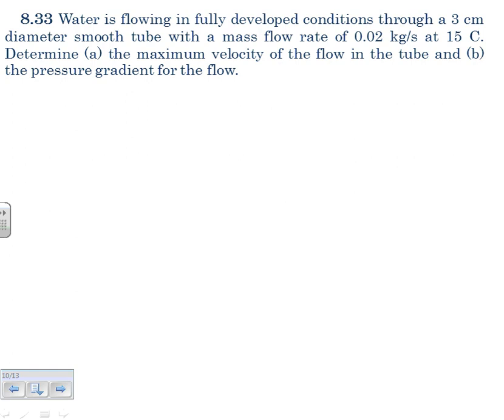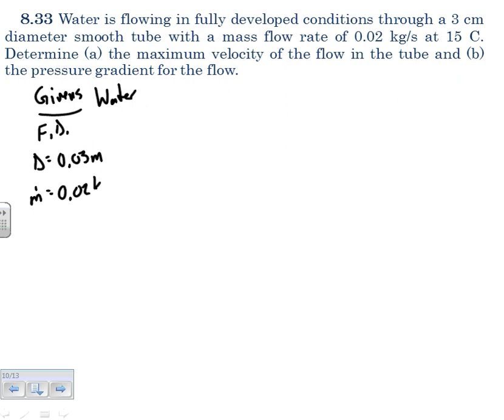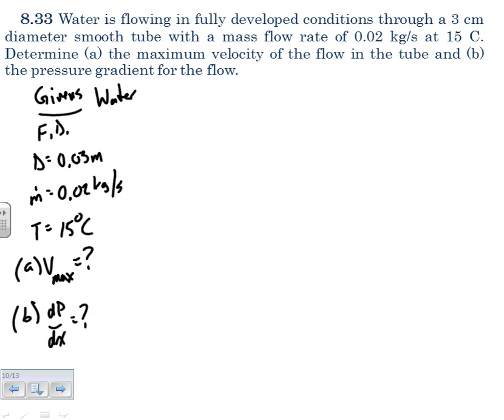Okay, so let's jot down all of our givens. So we have water flow, and we're told that it's fully developed. That's good. I have a diameter, 0.03 meters. I have a mass flow rate, 0.02 kilograms a second. I have a temperature of that fluid, 15 degrees C, and I'm asked to find what is the maximum velocity, Vmax, and what is the pressure gradient, dP dx. Okay, that's going to be a question.